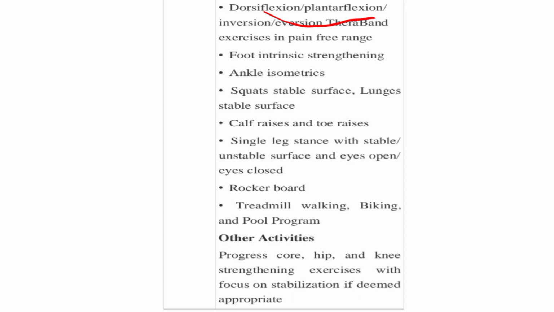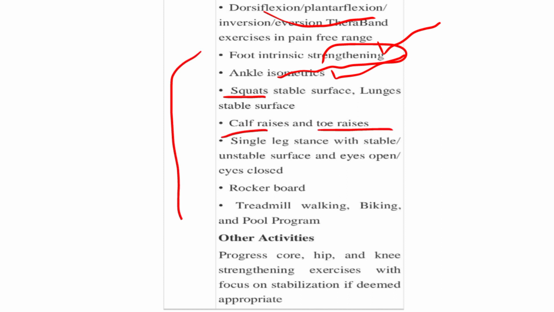Dorsiflexion, plantar flexion, inversion, and eversion with the help of TheraBand in the pain free range is crucial. Foot intrinsic strengthening exercises, isometric squats, calf raising, toe raising, these are all exercises we use. Rocker board, treadmill, walking, biking, and some other activities for strengthening of the lower extremity are very important.